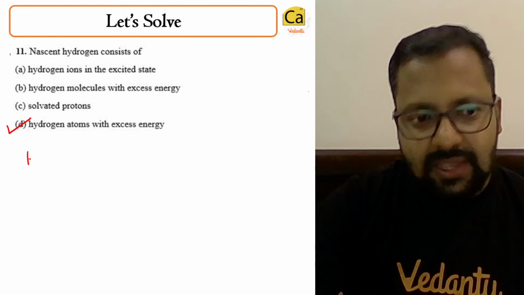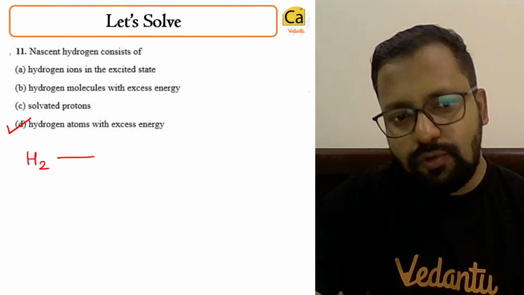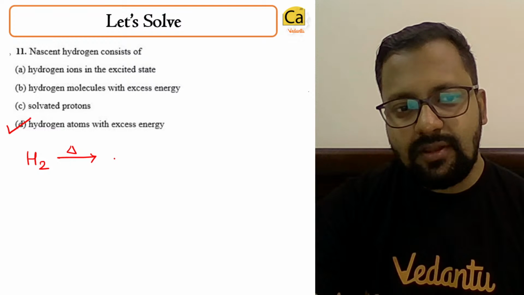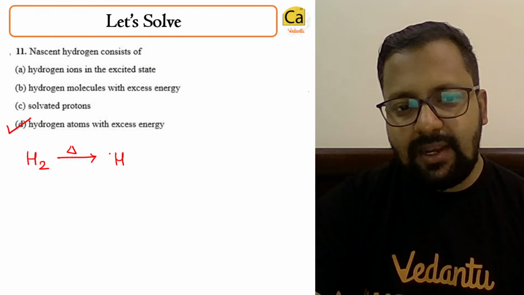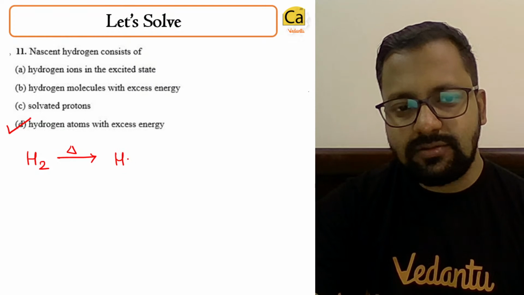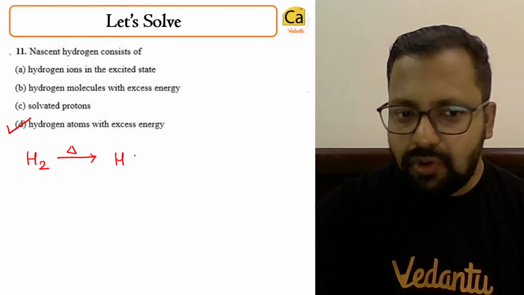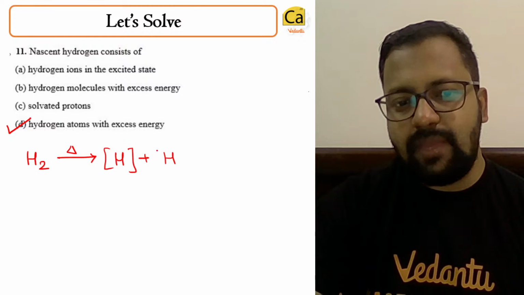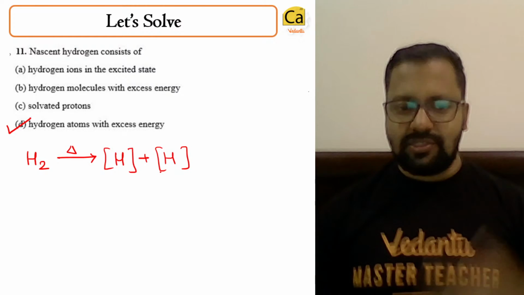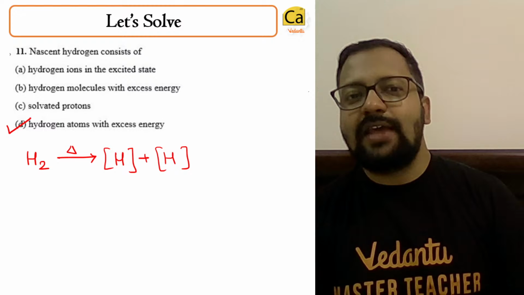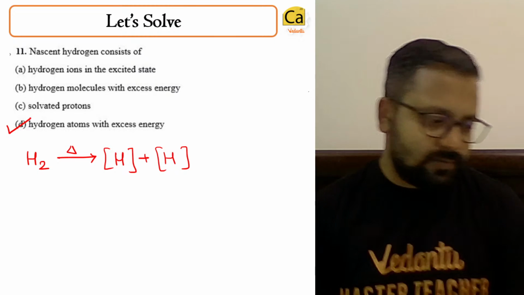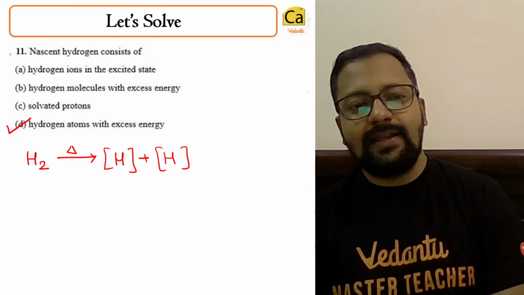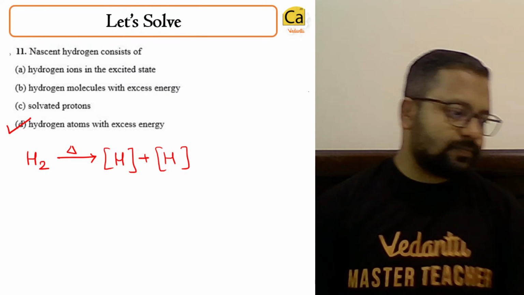You take an H2 molecule and you use certain energy to break it. You will get hydrogen atoms, two hydrogen atoms, which will be having excess energy. These are known as nascent hydrogen. The right answer should be D.